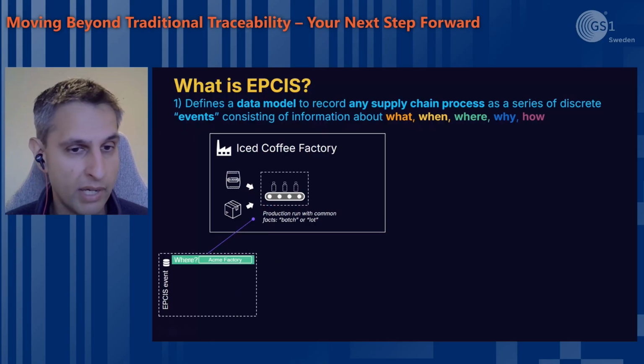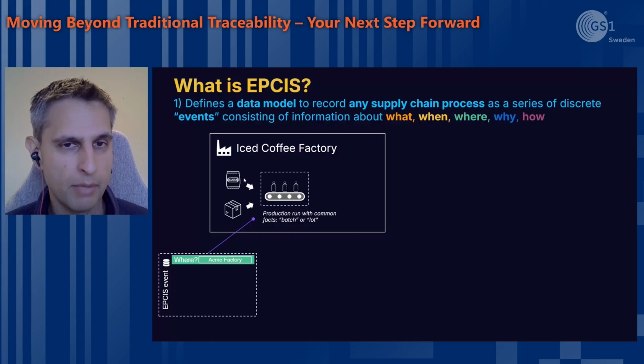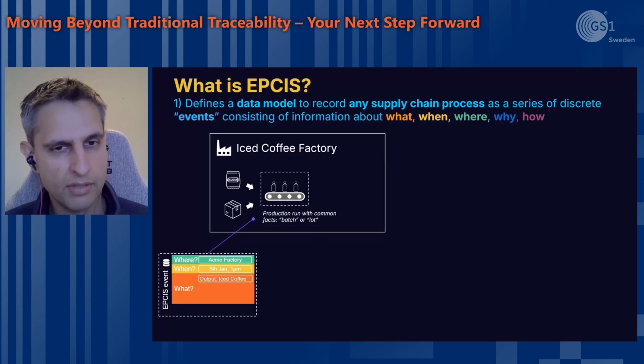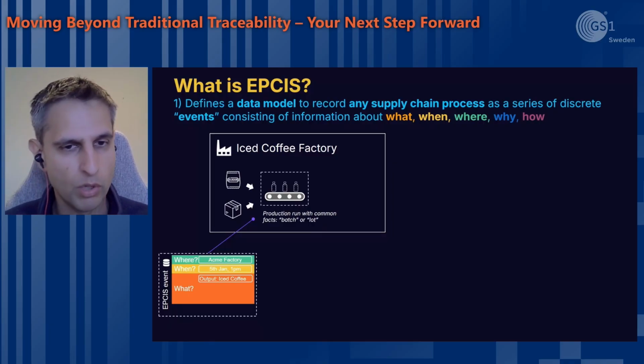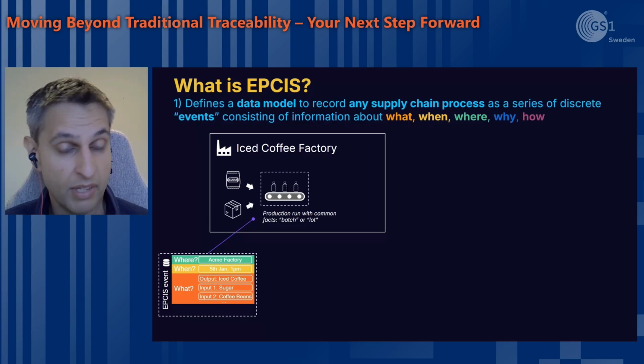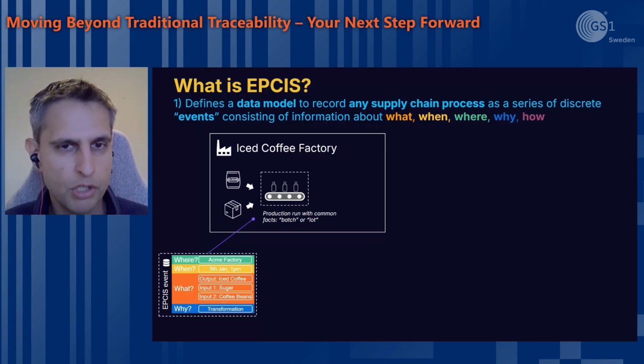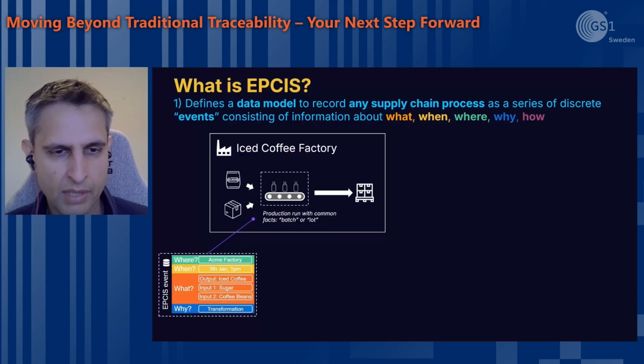The where dimension is quite simple. It's a reference to the global location number of my factory. The when dimension is exactly when the production run finished. The what dimension consists of a few parts. First of all, there's an output, which is my batch of coffee with a quantity. And there are some inputs, which are a specific amount of sugar and a specific amount of coffee beans from specific batches with specific GTINs. And then there's a why dimension saying what was going on in the business when this event occurred. Well, it was a transformation event as part of commissioning this output production run.